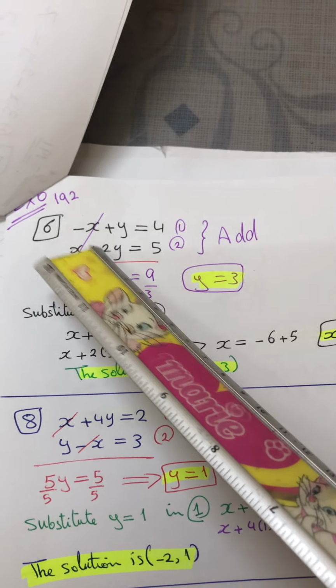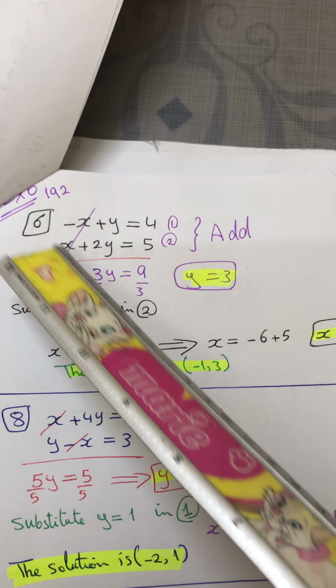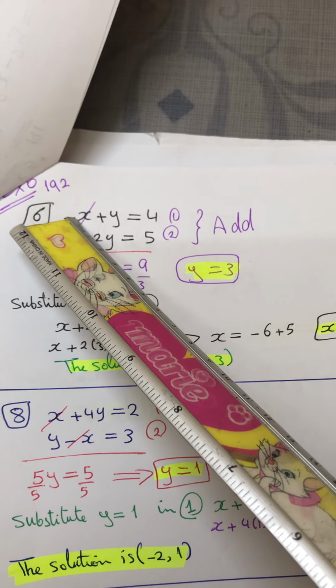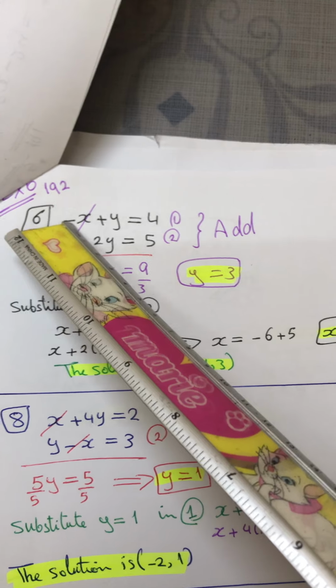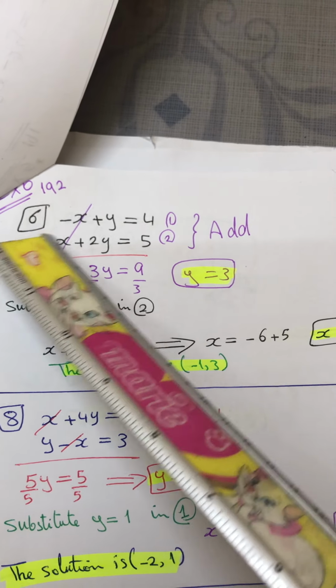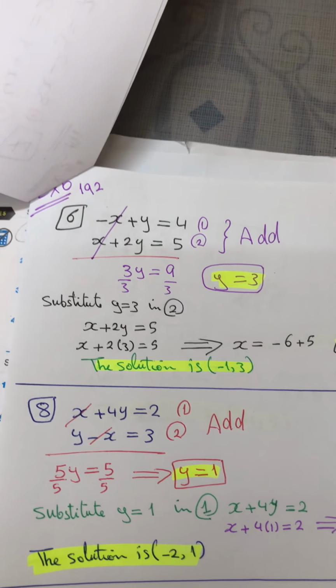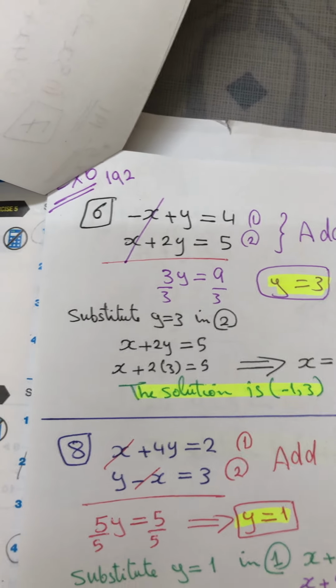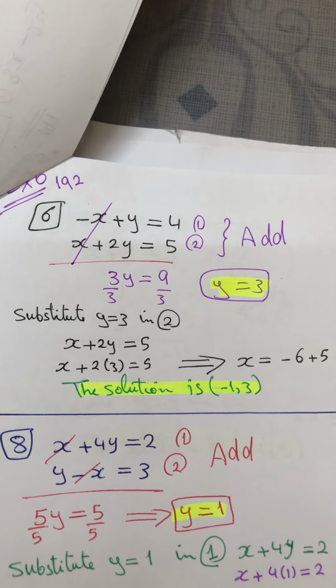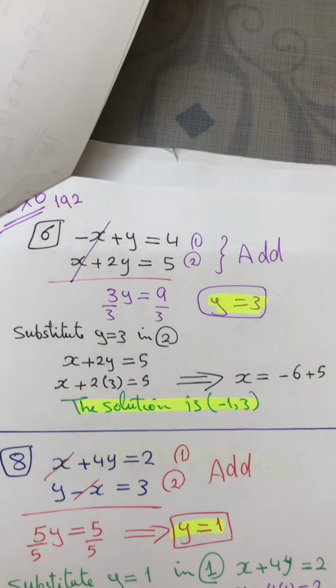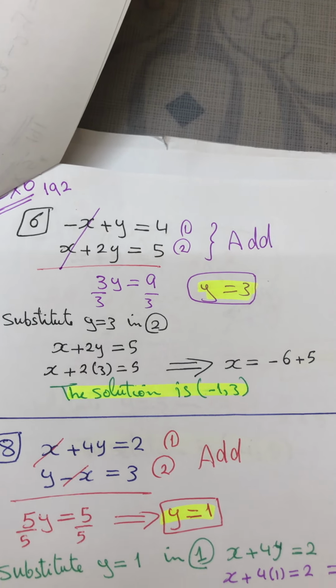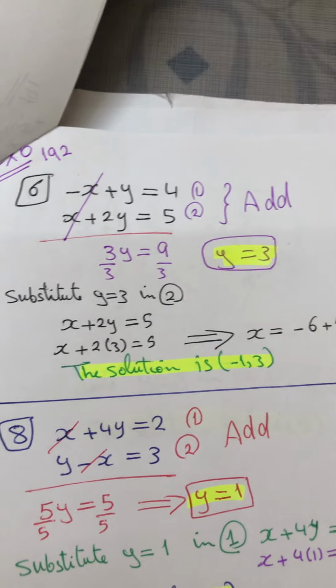Why I use the elimination method here? Because the number before the x's, one positive sign and one negative sign. We have opposite sign for the number before the x's. So we can cancel the x, get the value of y, then substitute the value of y in any equation you want to get the value of x.